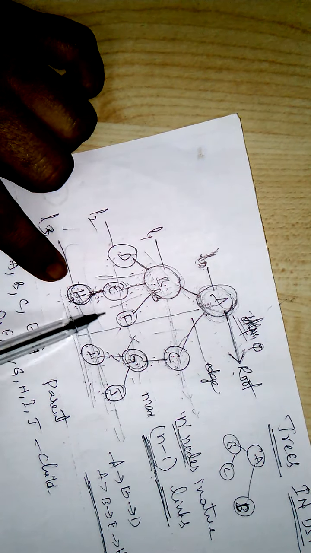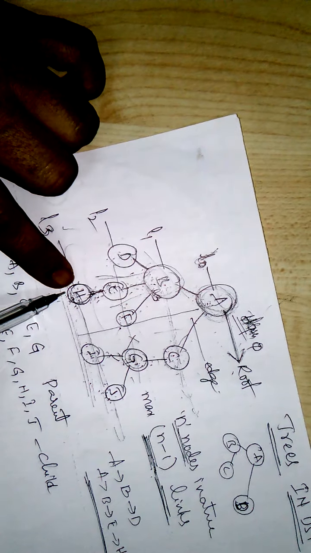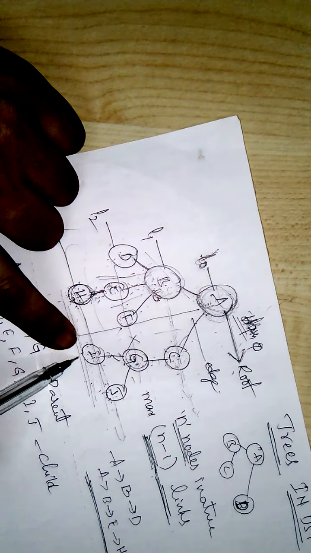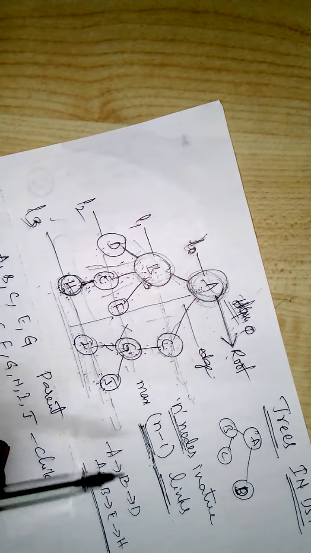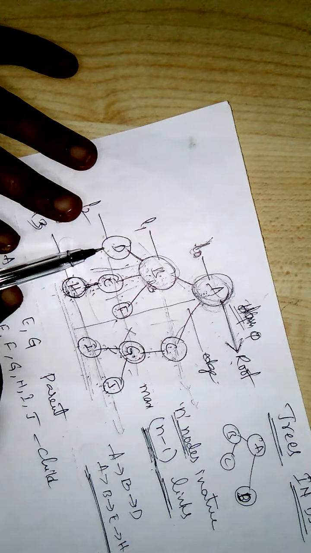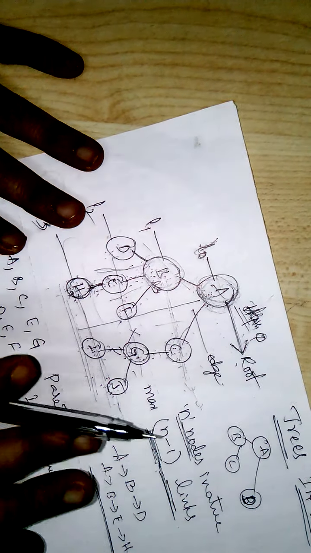F is a leaf, it does not have any children. H is a leaf, I is a leaf, J is a leaf. Okay, next, these are called leaf nodes.